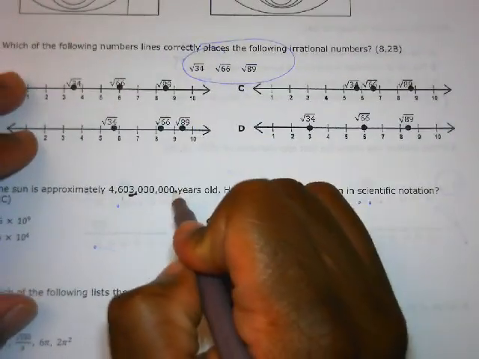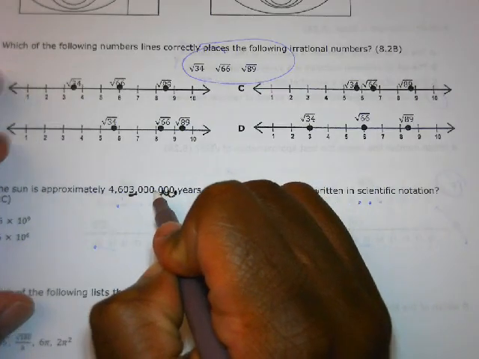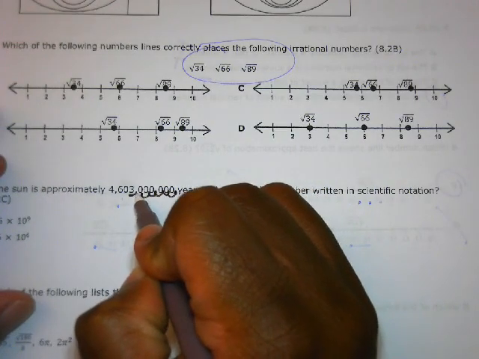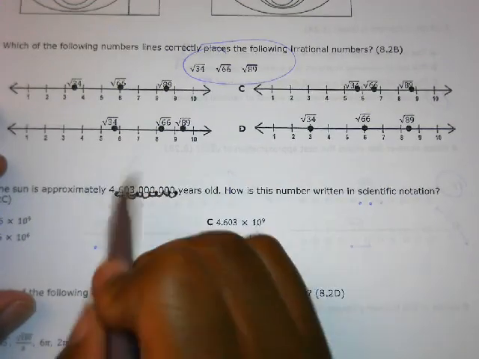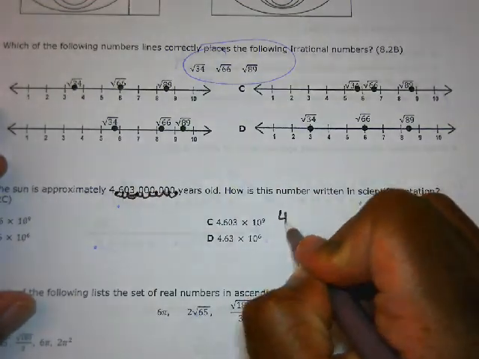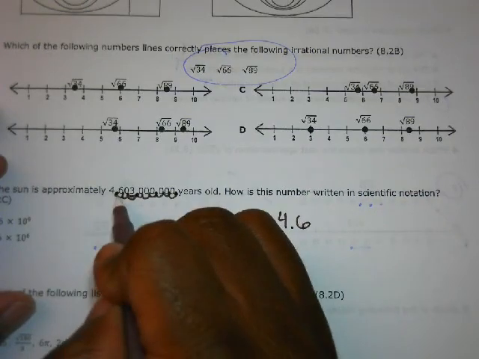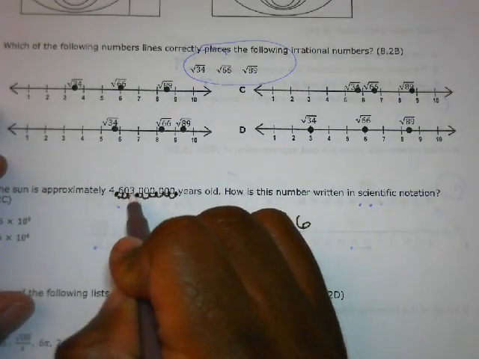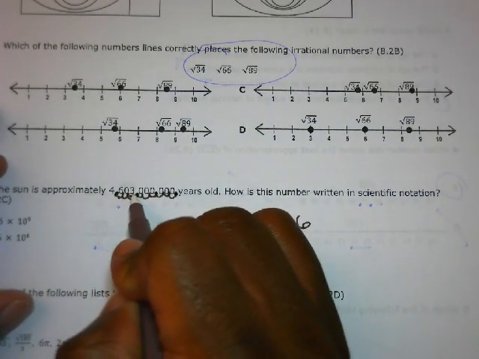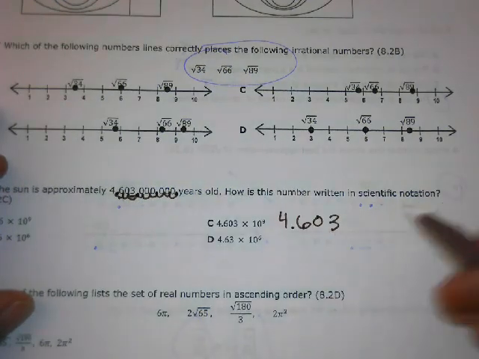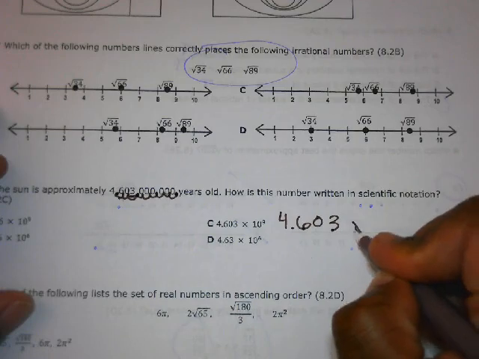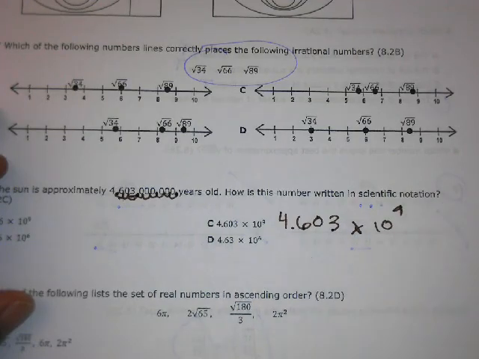I'm going to move 1, 2, 3, 4, 5, 6, 7, 8, and 9 until I get to 4.6. So 4.6. Now you just can't write the 4.6 because there's an integer here. We got to go all the way to this integer. 4.603. Then we can say times 10 to the 9th power.